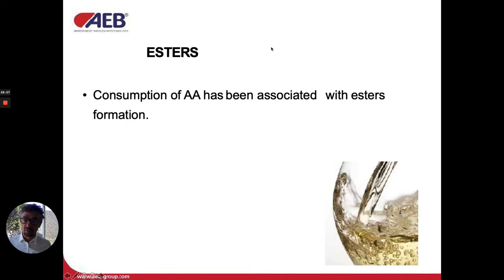As we were mentioning before, another big component of the secondary aromatics are the esters, and consumption of amino acids has been associated with ester formation. Consumption of amino acids, as you remember, I said, happens, and all these substrates are included in the cell, especially when the ammonium phosphate is not added. So this is sort of the first key factor for having this transformation happen, using that at the right moment and in the right amount.